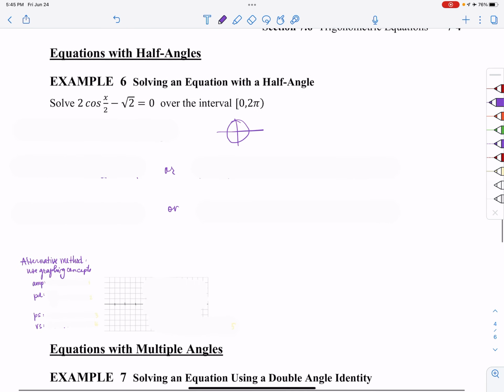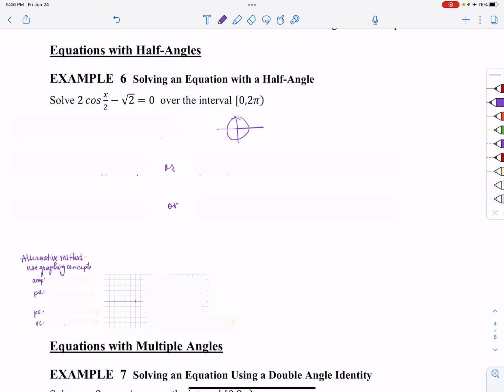All right, example number 6. So again, we're continuing on with some of what I call the weird examples. In this case, we're looking at working with a half angle. The equation that we have is this right here. I only have a single trig function. Let's isolate this trig function, and then I'll worry about isolating the x value. So the first thing that we'll do is just add root 2 and divide by 2 on both sides.